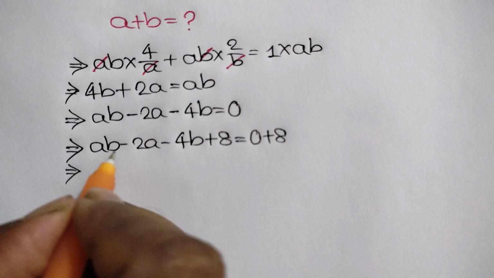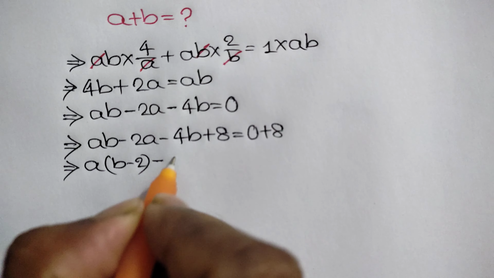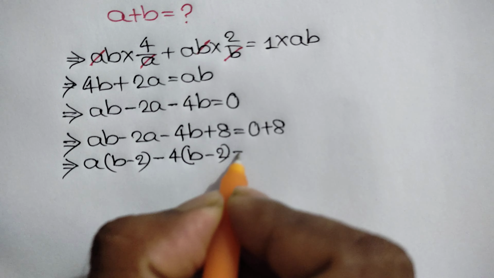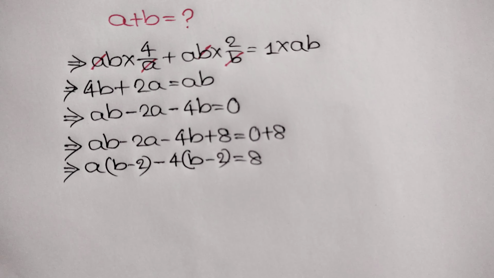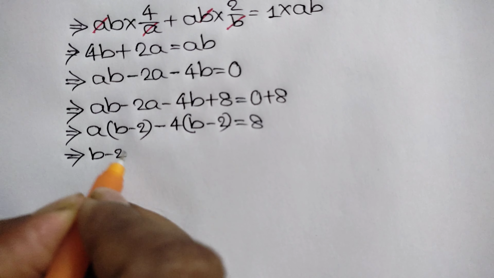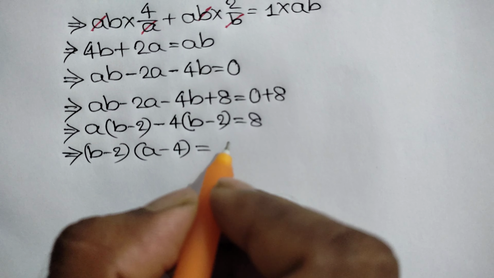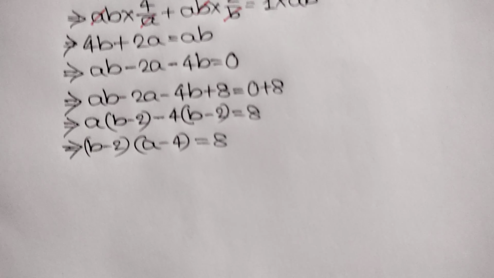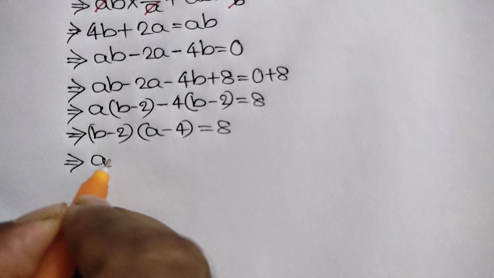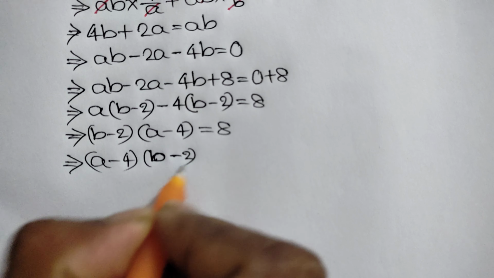Now taking common a from the first two terms, we will get a times b minus 2, and taking common negative 4 from the last two terms, we will get negative 4 times b minus 2, is equal to 0 plus 8 is 8. Now taking common b minus 2, we will get b minus 2 times a minus 4 is equal to 8. Now rearranging the left side, we can write a minus 4 times b minus 2 is equal to 8.